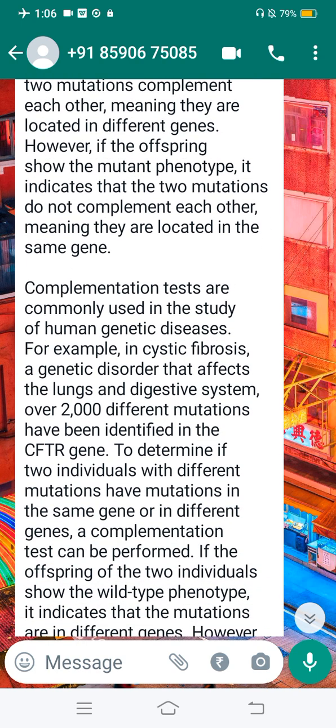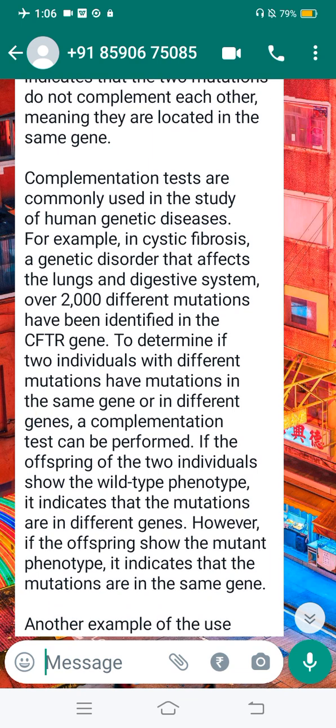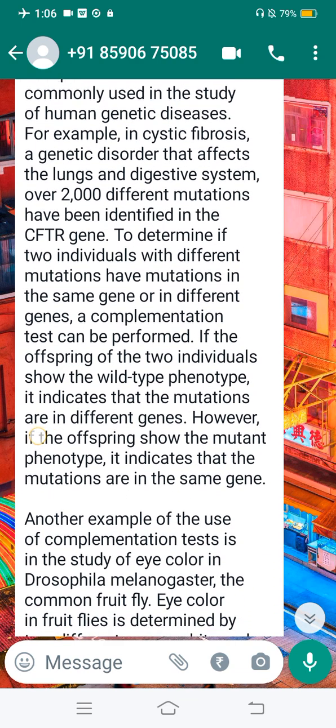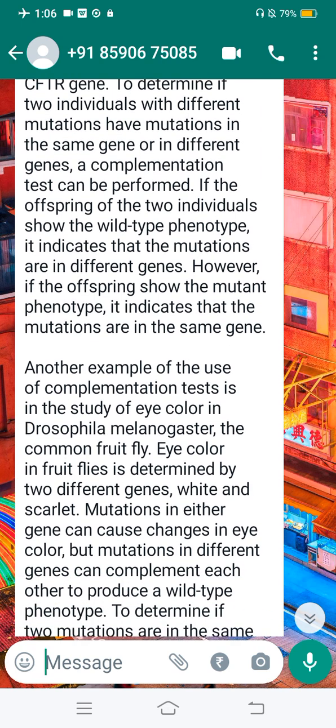Complementation tests are commonly used in the study of human genetic diseases. For example, in cystic fibrosis, the genetic disorder that affects the lungs and digestive system, over 200 different mutations have been identified in the CFTR gene. To determine if two individuals with different mutations have mutations in the same gene or in different genes, a complementation test can be performed. If the offspring of the two individuals show the wild-type phenotype, it indicates that the mutations are in different genes. However, if the offspring show the mutant phenotype, this indicates that the mutations are in the same gene, so that they cannot complement each other.